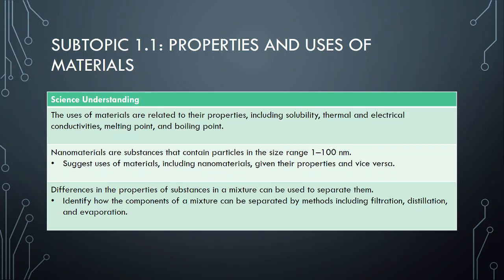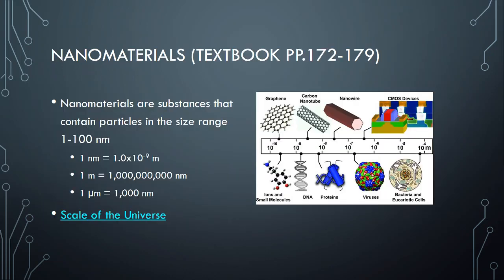What you need to be able to do is to suggest uses of materials, including nanomaterials, given their properties and vice versa. So you may be given the use of it and then talk about what property we are looking at and utilizing. Okay, so let's talk about what it means by nanomaterials.